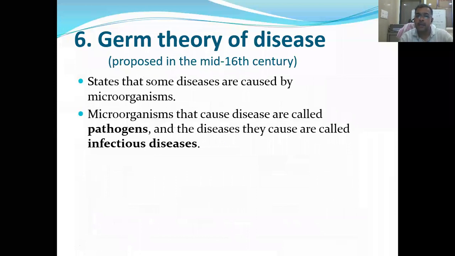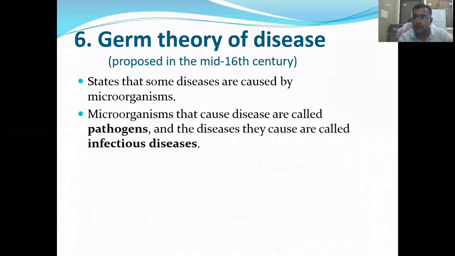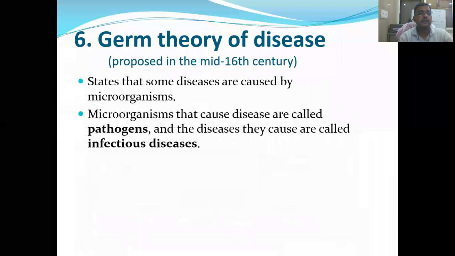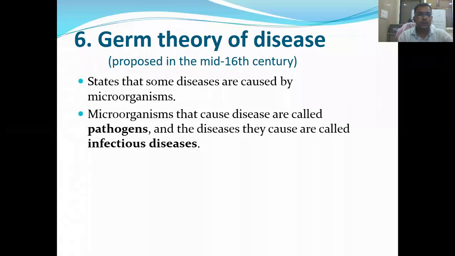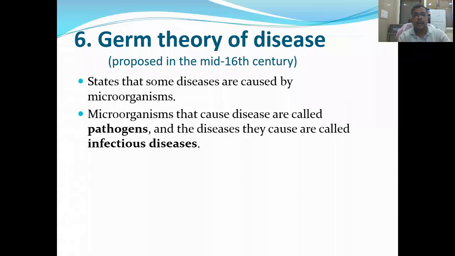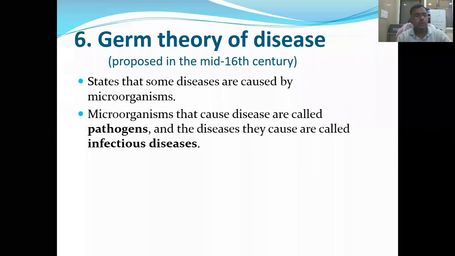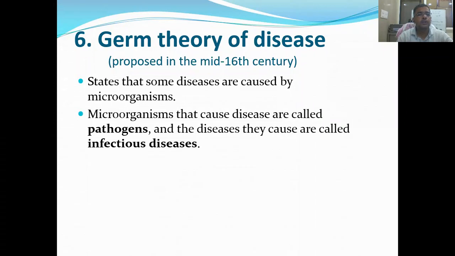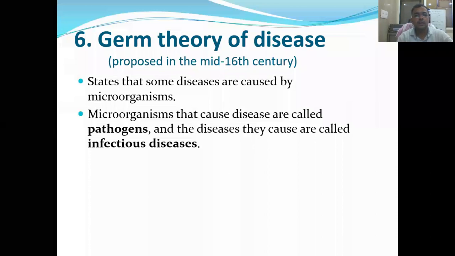Germ theory of disease tells that some diseases are caused by microorganisms, and these microorganisms are considered as pathogens, and these pathogens are generally responsible for causing disease. So earlier in my morning class I had told you that principally these organisms are divided in two categories. One is pathogenic, and second is non-pathogenic. Pathogenic means those organisms which are capable of causing disease in either animal or human, whereas non-pathogenic organisms are not harming us. In fact, they are helping us in recycling various materials.